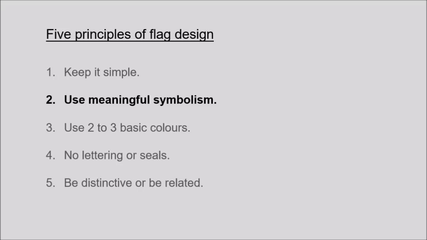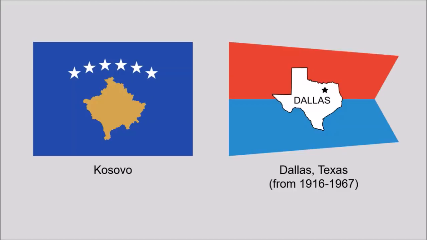I think that a key point here is that you really should focus on symbolism and avoid realistic imagery. So for example, some flags include realistic maps. Most notably, the flags of Kosovo and of Cyprus are two national flags which have maps on. And on the right here we have this awful Dallas flag, which was replaced in 1967. It actually shows the location of Dallas within Texas, so it's literally a map.